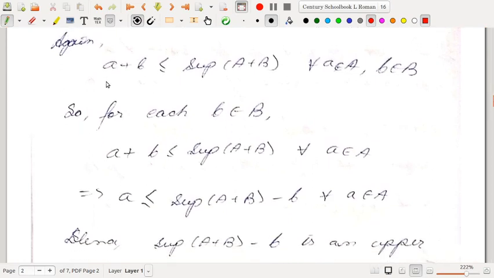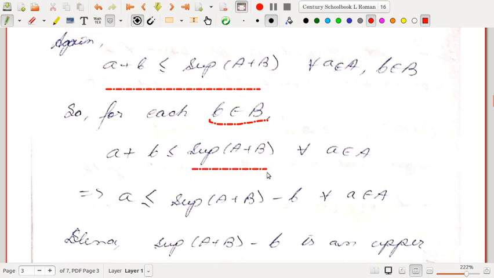Again we have a plus b is less than or equal to supremum of A plus B. By definition of supremum, it is one of the upper bounds. So again you do the same thing here. For each b you consider what happens to this a. So for each b inside B we can write a plus b is less than or equal to supremum of A plus B for every a inside A, right? So for the time being you keep b fixed. That means a is less than or equal to supremum of A plus B minus b for every a inside A. That means what we can say?